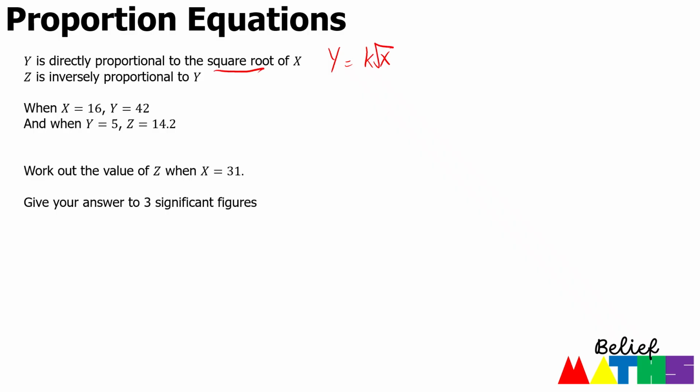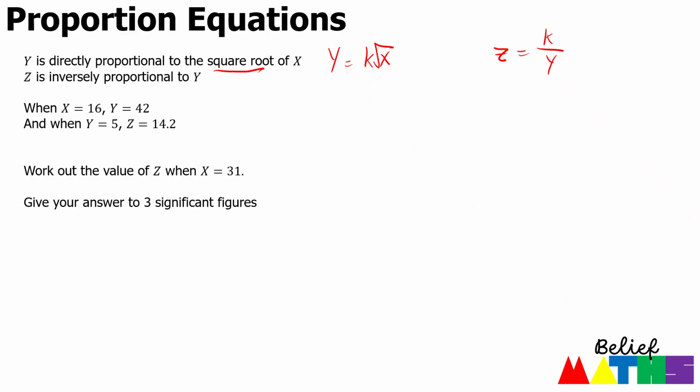And then it said z is inversely proportional to y, so that means z is equal to k divided by y. And it says work out the value of z when x equals 31, and it gives you some of the pairs there that work. So let's work out each of these values of k.